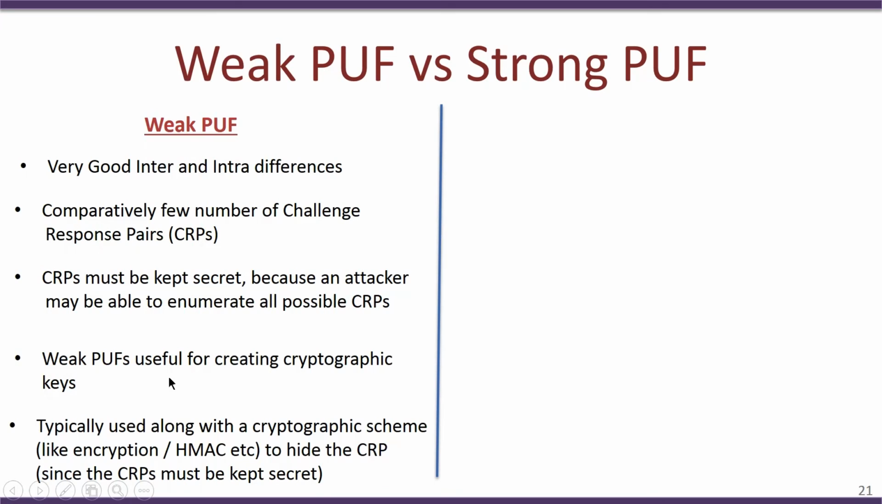Note that the problem with the weak PUF is that because the number of different challenges is limited, the attacker may be able to enumerate all of these challenges, and for each device the attacker could create a database of all challenge response pairs. Therefore, without even having the device, the attacker would be able to provide a response from his database for any given challenge. Therefore, weak PUFs have a limited application.